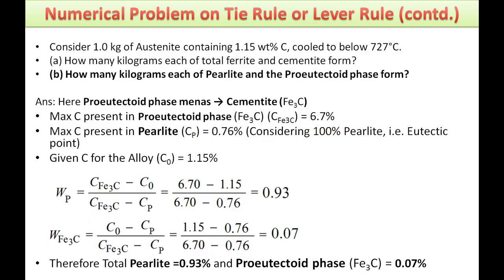Now the second part is how many kilograms each of pearlite and the pro-eutectoid phase form. I have already told you that you cannot get alpha and Fe3C separately. It is impossible. You have to find the pearlite or ferrite or cementite. So the question is how much pearlite can be formed. Now before entering the problem, we have to know some theoretical parts. How much carbon will be in pearlite, how is it possible to find out?